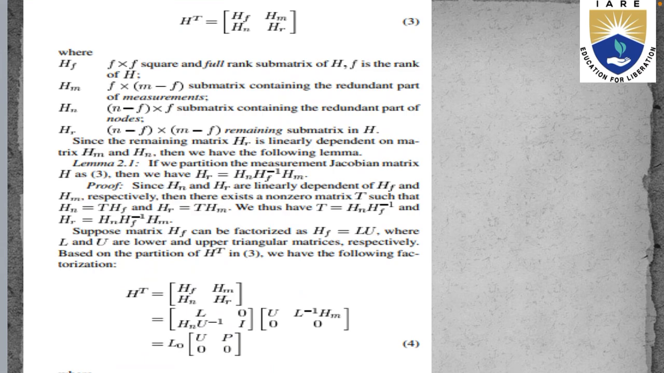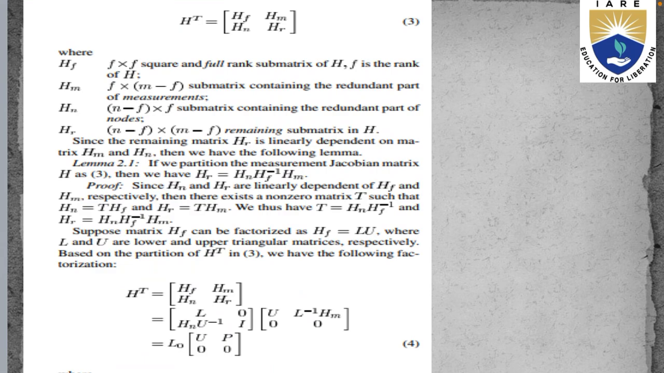If we partition the measurement Jacobian matrix H as in equation 3, then there exists a non-zero matrix T such that H_N = T H_F and H_R = T H_M. We thus have T = H_N H_F^-1, and H_R = H_N H_F^-1 H_M.